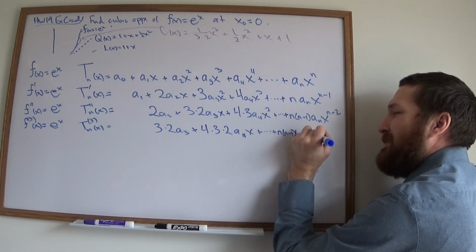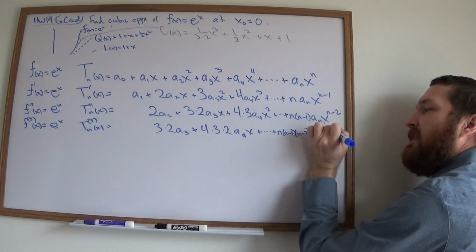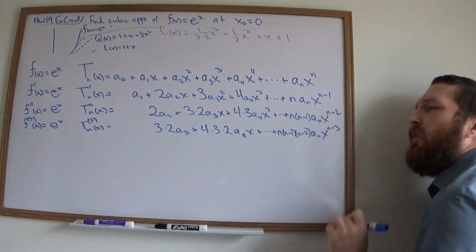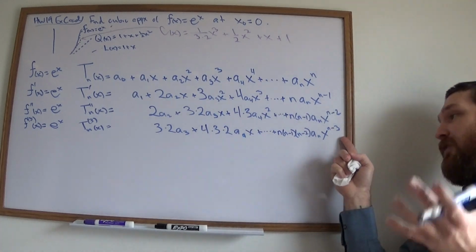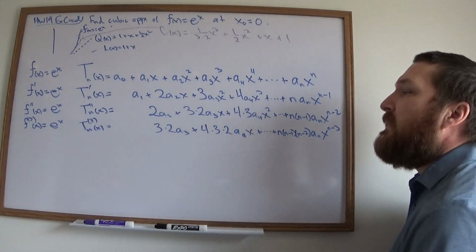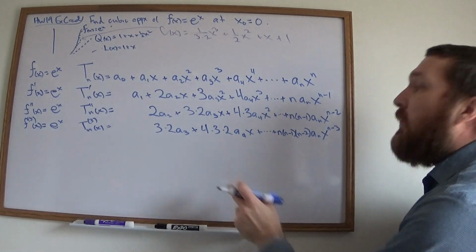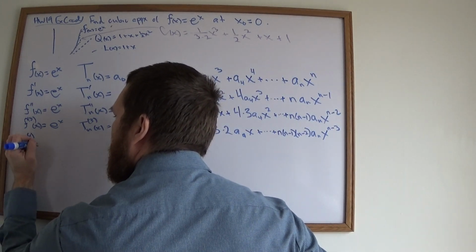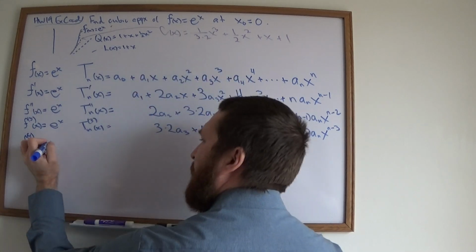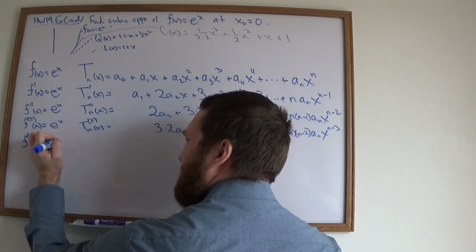Yeah, patterns, patterns. x to the n minus 3. Oh, so when it's the third derivative, it's n minus 3. Yes. Cool. Okay, now we're going to do one more. So I take the fourth derivative of e to the x, and I get e to the x. Yeah, it's still e to the x.